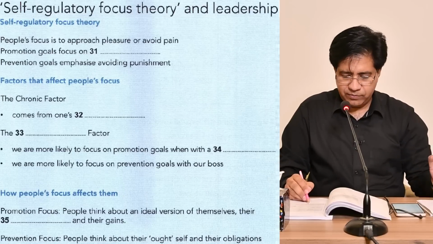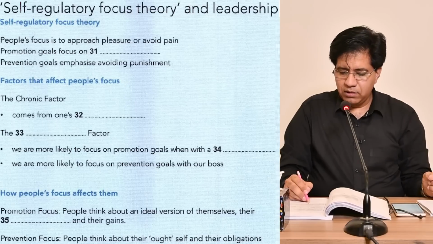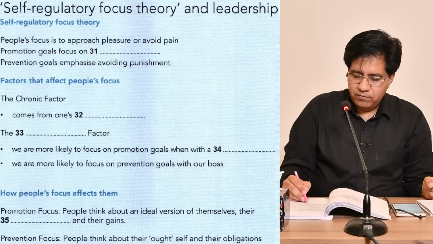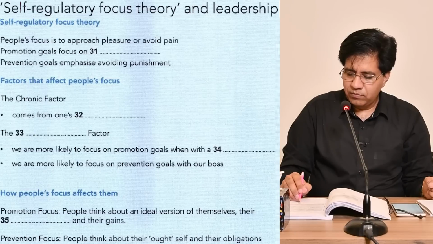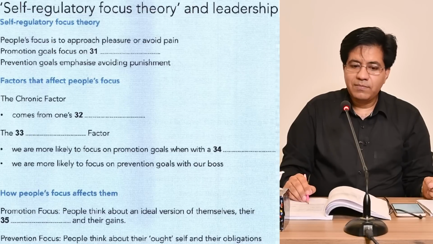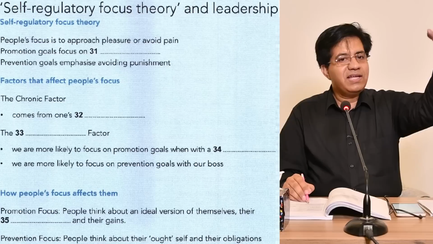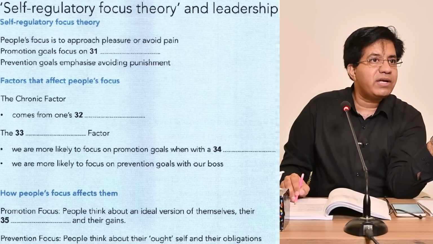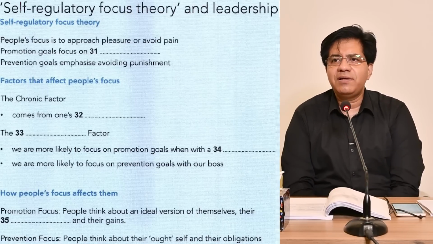Let's start. Research has shown that the goals we are focusing on at a given time affect the way we think. For example, when focusing on promotion goals, people consider their ideal self, their aspirations and gains. See that? Their aspirations and gains. Gains is already given and their ideal self is already written. So the answer is aspiration.